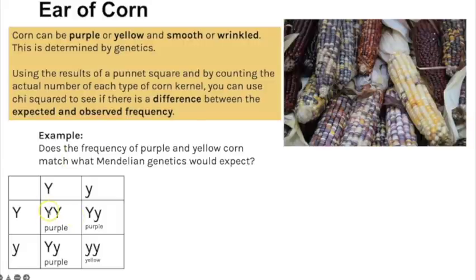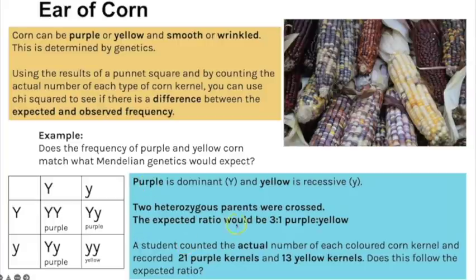So purple is dominant, yellow is recessive. And we've got this particular cross from 2 parents, and we would expect from this that we would get a 3-to-1 ratio of purple to yellow. A student then counted the actual number of each coloured kernel, and they recorded 21 purple and 13 yellow.